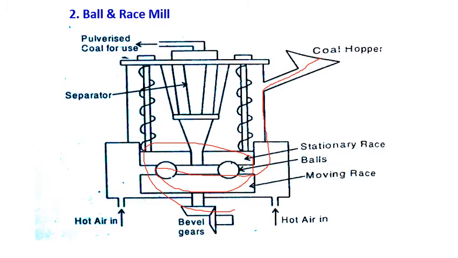Races are cylindrical in shape. The upper one is stationary, and the second one is a moving race, which is connected to the bevel gear, and the bevel gear is coupled with the motor. The pressure that has been developed, the metal pressure, due to the relative motion between the races is for crushing action.